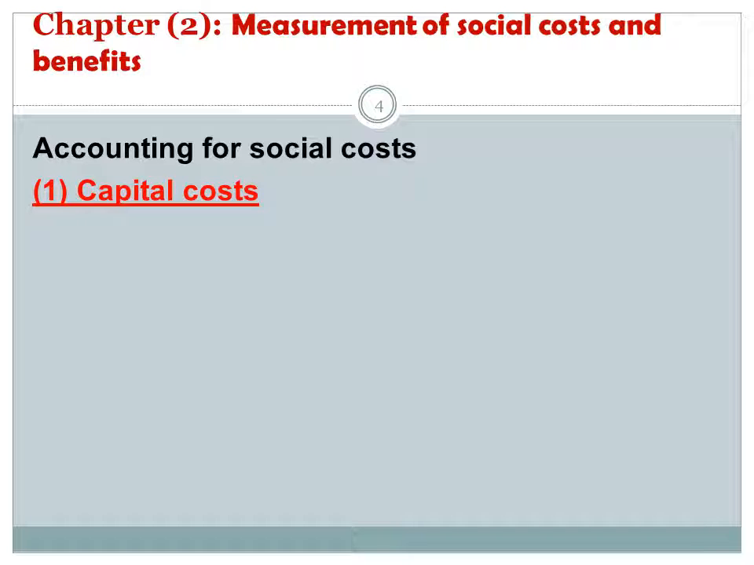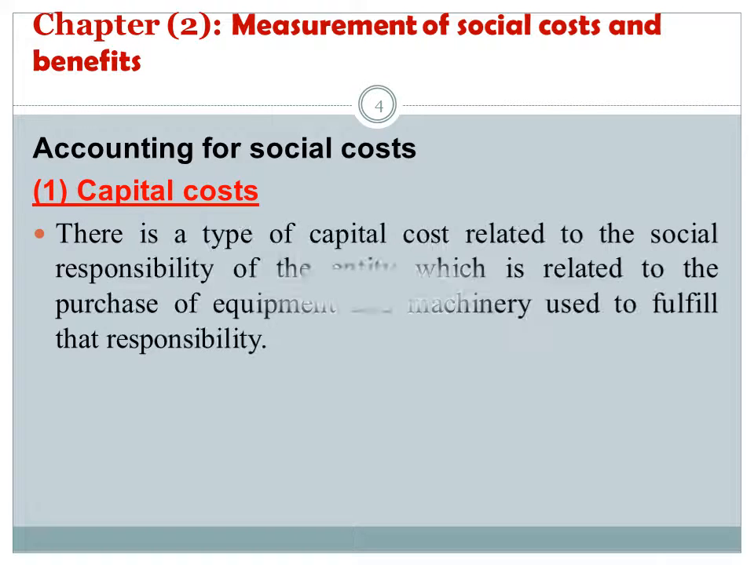1. Capital costs relate to property, plant and equipment, fixed assets. There is a type of capital cost related to the social responsibility of the entity, which is related to the purchase of equipment and machinery used to fulfill that responsibility, fixed assets. For example, equipment to reduce pollution, such as filters. It is considered a capital cost.